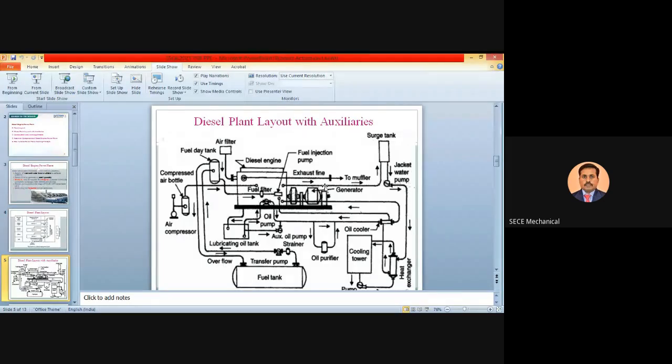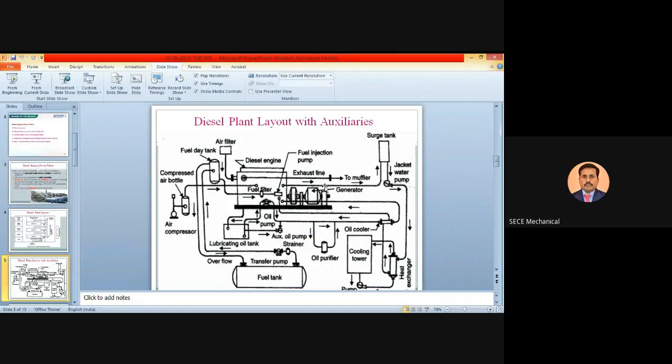Similarly, to supply diesel fuel, you need a storage device, that is, a fuel tank, with additionally a fuel pump. Without a pump, you cannot supply the fuel at high pressure to your diesel engine. So you need a transfer pump, which is used to transfer the diesel fuel from the tank to your diesel engine.